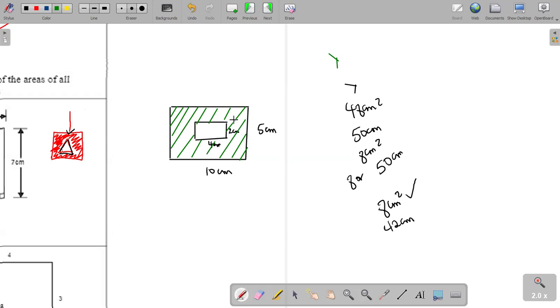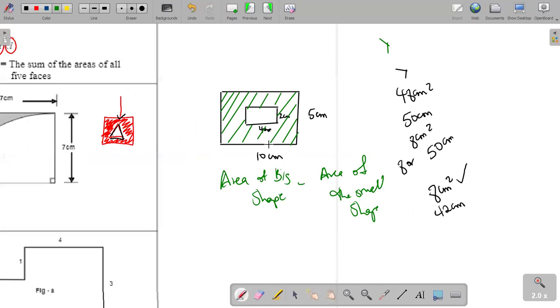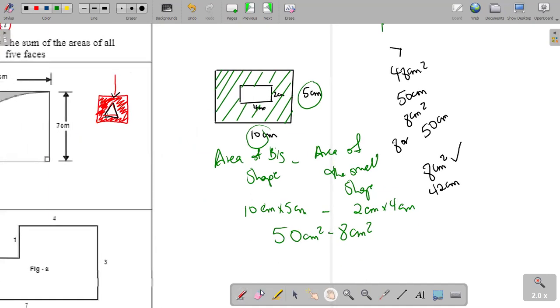So for you to find the area that's left after you take out the hole in the center, that means you find the area of the big shape and you subtract the area of the small shape. So what is the area of the big shape? The area of the big shape would be 10 times 5. So to get all your marks, you put 10 centimeters times 5 centimeters minus the area of the small shape, which is 2 centimeters times 4 centimeters. So that would give me 50 centimeters square minus 8 centimeters square. So the answer is 42 centimeters square. For those who didn't get it right, how did I get 8? Tell me, how did I get 8? I only found the area of the center.